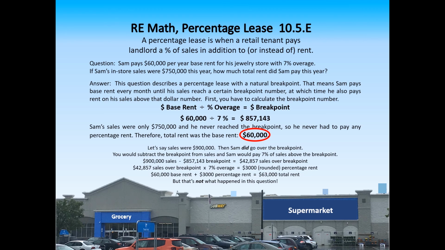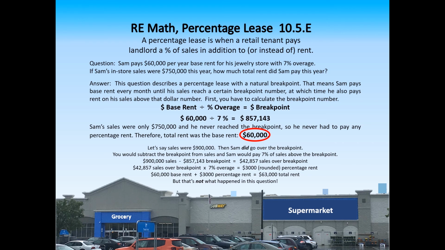Answer. This question describes a percentage lease with a natural breakpoint. That means Sam pays base rent every month until his sales reach a certain breakpoint number, at which time he also pays rent on his sales above that dollar number. First, you have to calculate the breakpoint number, because we don't know what it is. They didn't tell us in the question.